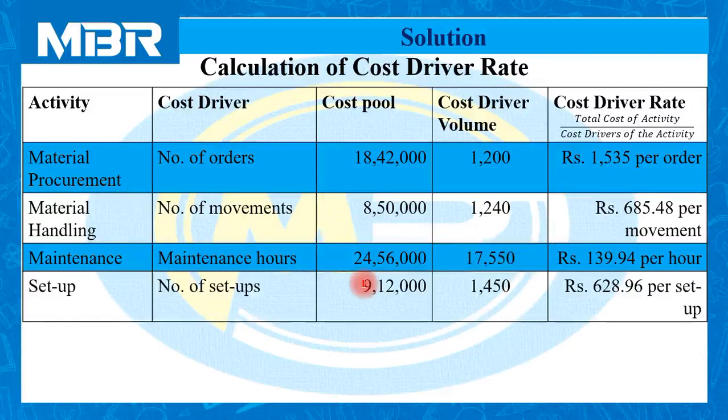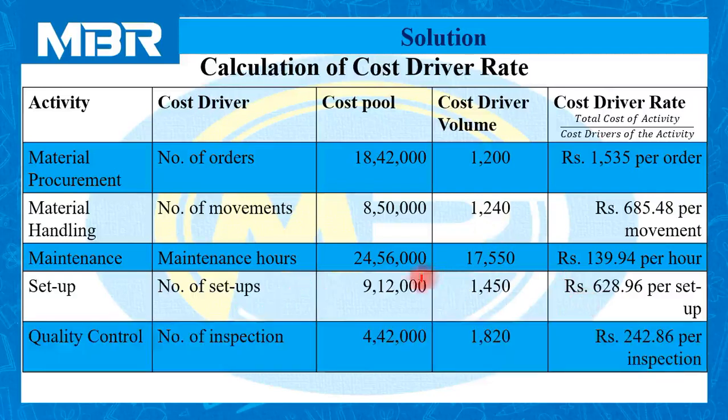Then setup related activity. Number of setups is 1,450 and the cost pool is 9,12,000. 9,12,000 divided by 1,450. So per setup expenditure is rupees 628.96. And last, quality control.